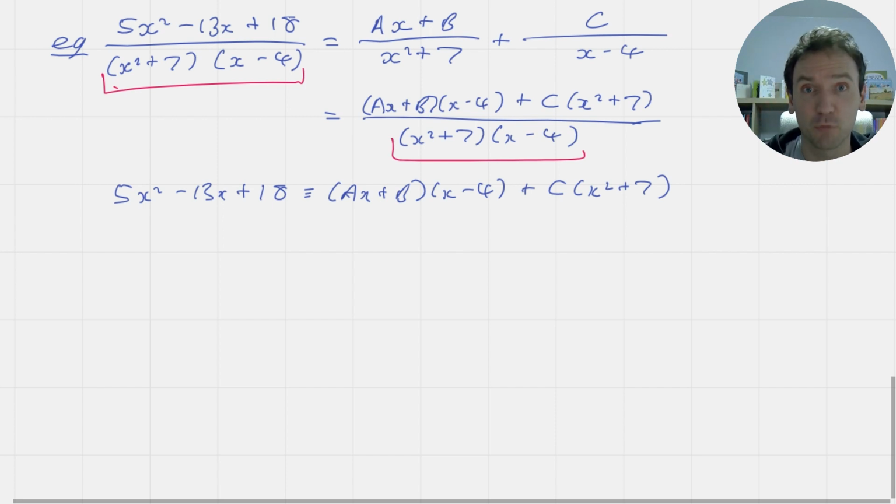We do definitely have one clever substitution to make, and that's x equals 4. If we substitute x equals 4 in this case, that first term on the right-hand side will disappear entirely because we've got 4 subtract 4, and that's all gone. So if we substitute x equals 4 into both sides, on the left-hand side we go 5 times 16.